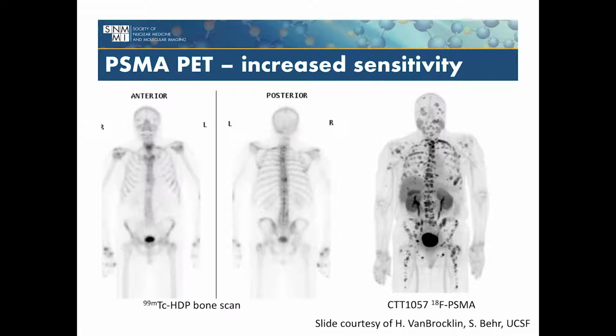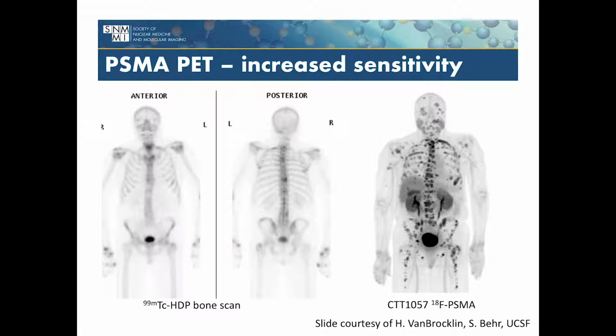And here's just a kind of a really telling case of the enhanced sensitivity of PSMA PET. So here's a patient who underwent a bone scan. This bone scan is abnormal, and I think any of the nuclear medicine docs in the room would call it abnormal. There's multiple vertebral bodies involved. But if you look at their PSMA scan, really the distribution of disease is much more extensive than you'd expect to see on the bone scan.